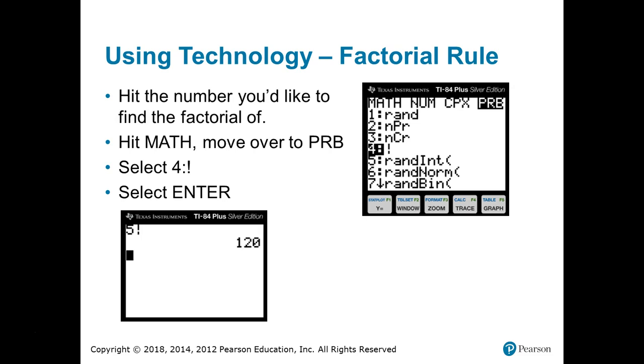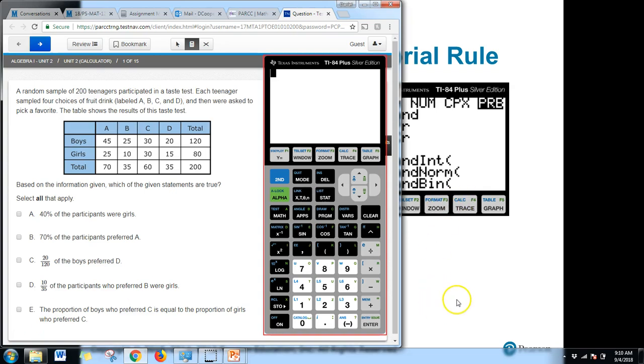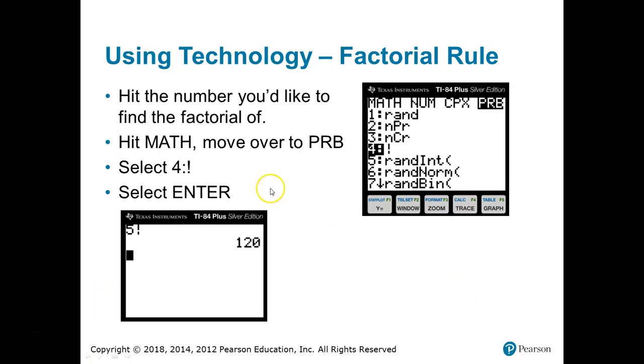So how do we do that using technology? Well, I don't want to just have you guys do the math by doing 5 times 4 times 3 times 2 times 1. I would rather you know how to do it using the TI-84. So I pulled up my handy dandy TI-84. Let's look at the directions. Hit the number you would like the factorial of. Then hit math, move over to PRB for, you guessed it, probability, and then select 4.